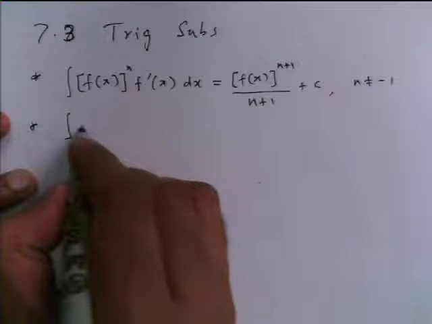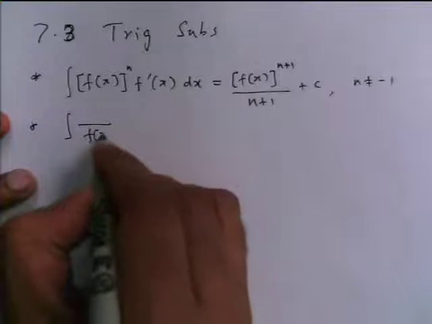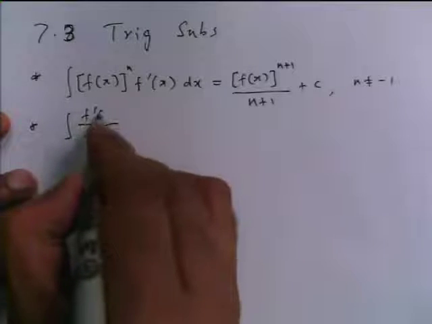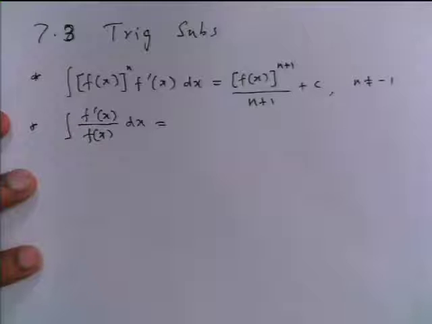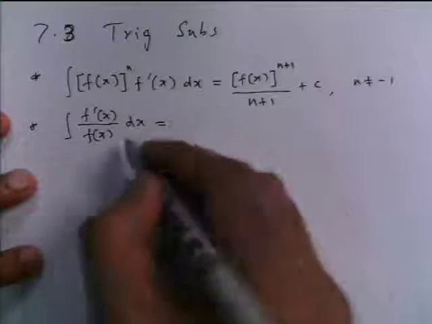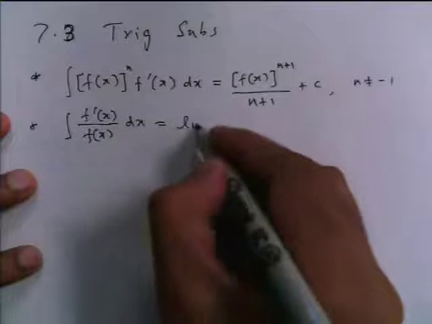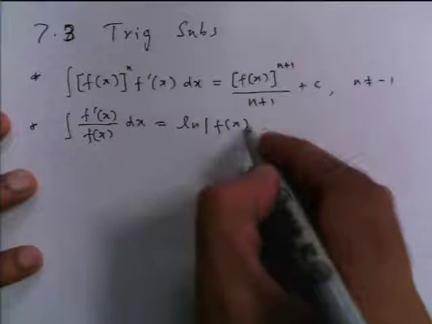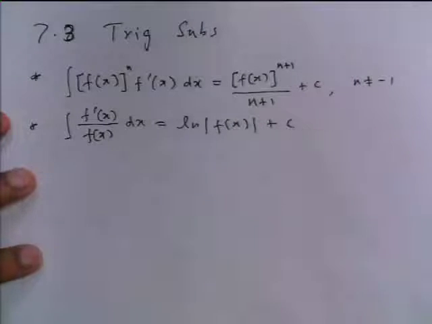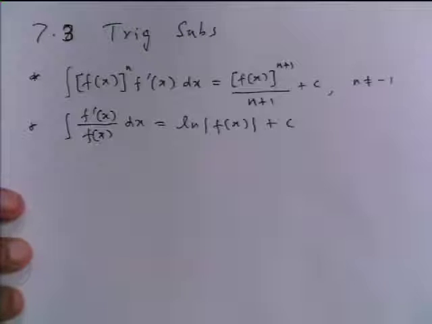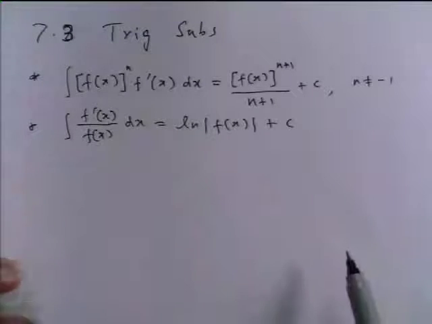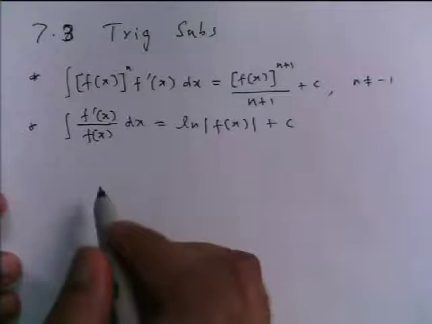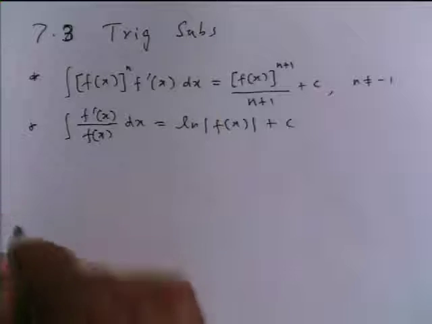And then when we have a function and its derivative like that, this is also a substitution problem, but we don't do it that way. We just consider this as the natural log of f(x) plus c. So just remember these two shortcuts. You can just write them, but you have to have the derivative. Okay, now given that, what's the answer for this problem?